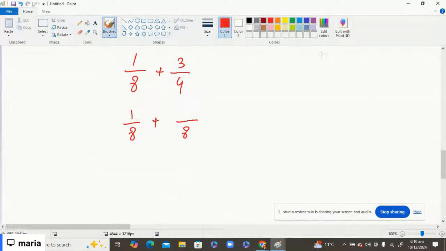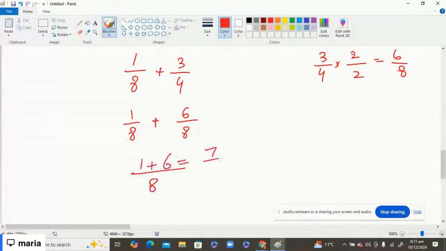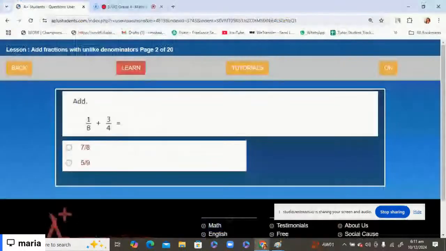So it means that 3 by 4 is multiplied and divided by 2. 3 times 2 is 6, 4 times 2 is 8. So here the answer is 6 by 8. Okay, these denominators are the same, so we only put one denominator here and only add their top numbers. So 1 plus 6 is 7, and over 8 is the same thing. So here we go with 7 by 8.